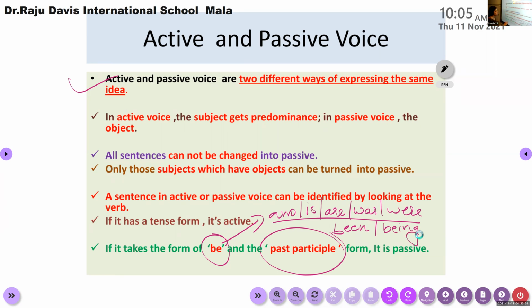If your verb is written as any one of the be forms plus the past participle form, what is the past participle form? This is the third form of the verb, like write, wrote, written, writing. So in this group of words, written is the past participle form. Sing, sang, sung, singing. So sung is the past participle form, isn't it? So along with the be form, if you use the past participle form in the position of a verb, then such sentences are examples of passive voice sentences.